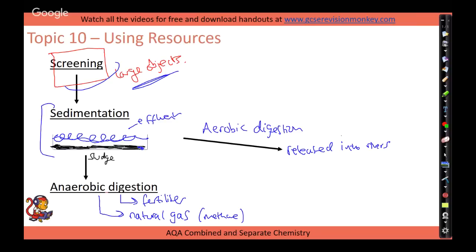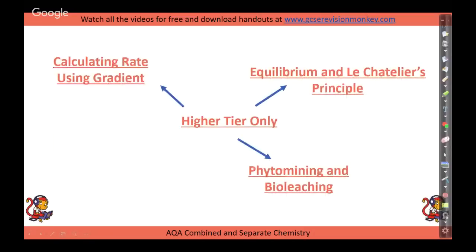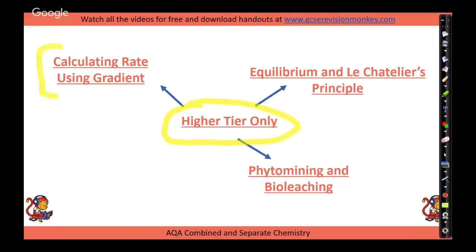If you're doing higher tier, then I will highlight for you the higher tier content that will come up in tomorrow's exam. So nice when you look at a screen and there are only a few things on the screen. So you really need to nail these down if you're doing higher tier only. You need to calculate the rate of a reaction using the gradient. You need to know about equilibrium and Le Chatelier's principle in terms of reversible reactions. And you also need to know about phytomining and bioleaching.